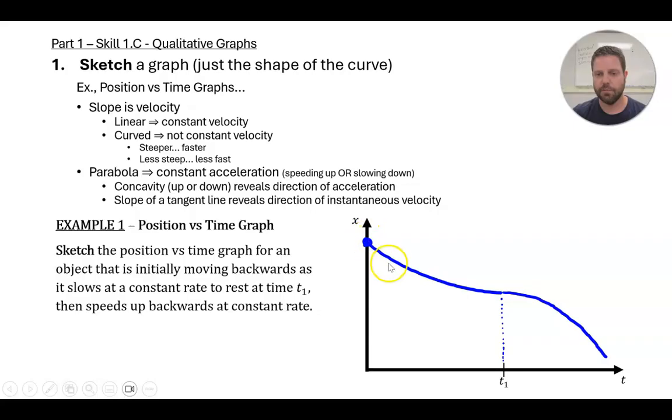So this curved part here is curved upward, and that would mean it's concave up. This part here is curved downward, and that would mean it's concave down. So the first part before T1, the acceleration would point up. After T1, the acceleration would point down and be negative.